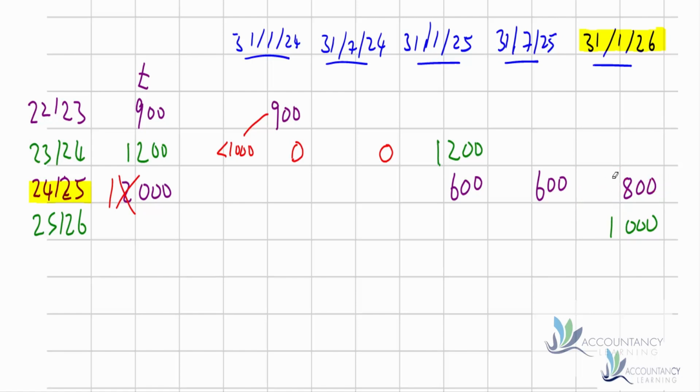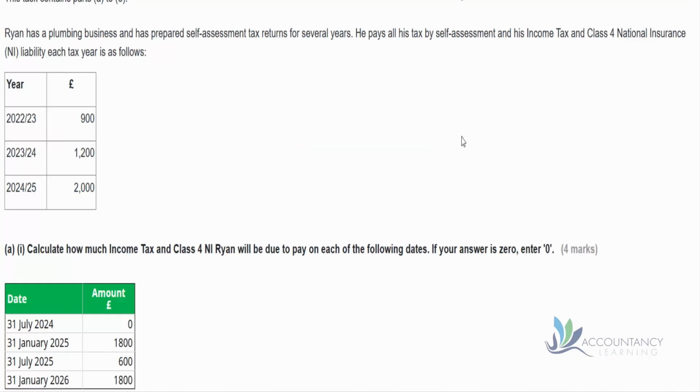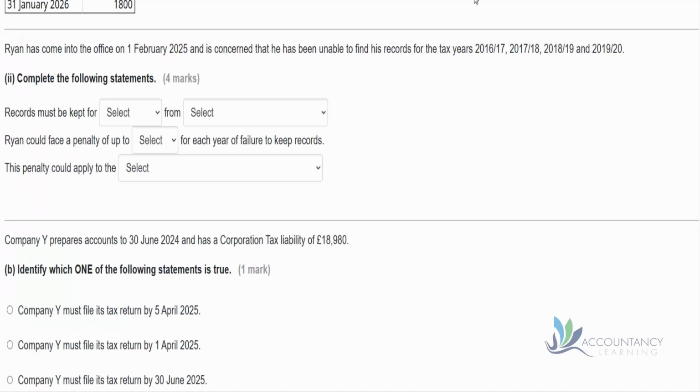But now that we've completed our column, we can start to put in our totals. So this is how much we're going to be paying on each of those payment dates. And we can transfer these now to our answer. So putting them in the answer is the last thing for us to do, because remember there's a combination of payments on account and balancing payments. So we can't really do this until we've completed all of the figures and their workings. Let's move on to the next part of the question.